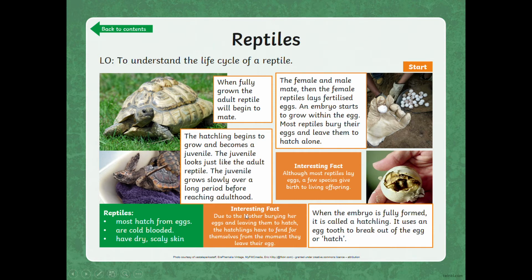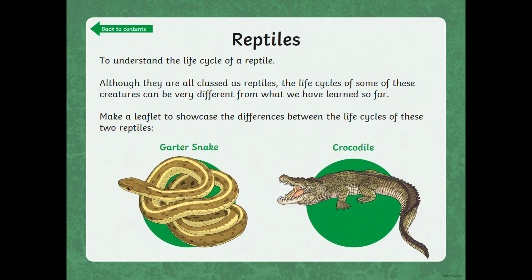There's another interesting fact here. Due to the mother burying her eggs and leaving them to hatch, the hatchlings have to fend for themselves from the moment they leave their egg. So that's a bit different perhaps to some mammals. So these are reptiles, remember, and most of them hatch from eggs. They're cold-blooded, not warm-blooded like mammals, and they have dry, scaly skin.